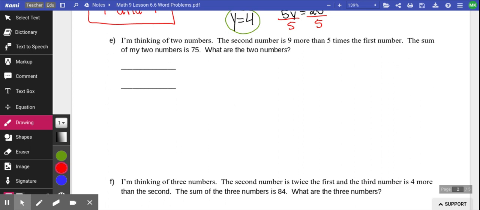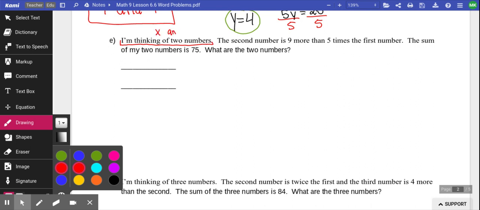That approach is that we're going to read the question a second time and we're going to build equations as we read them. So it says, I'm thinking of two numbers. I'm just going to say x and y. The second number, we don't know what the second number is. I'm just going to say it's y. The second number, y, is means equals. 9 more means 9 plus. Then 5 times the first number. So 5 times the first number, which is x.